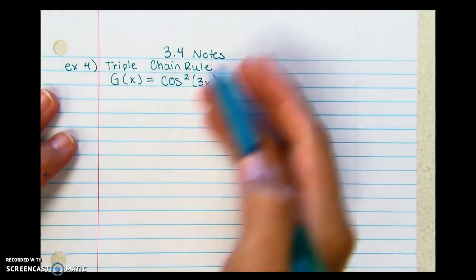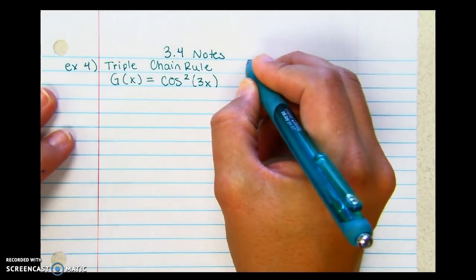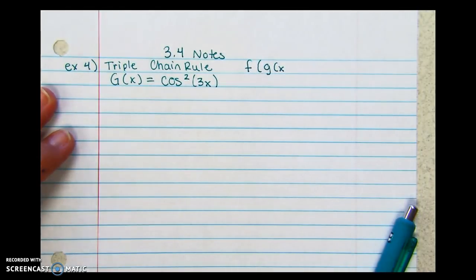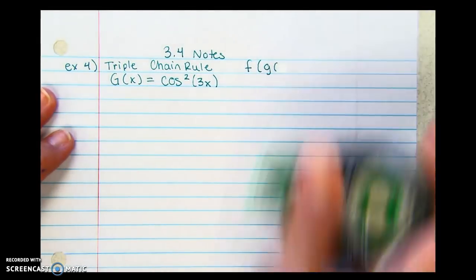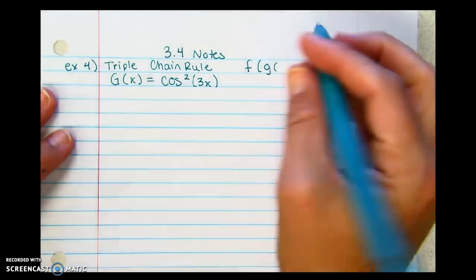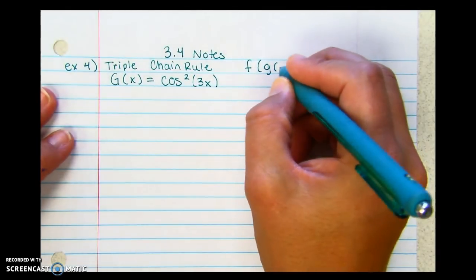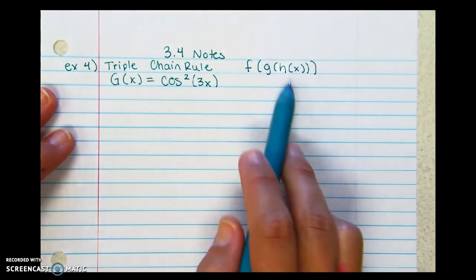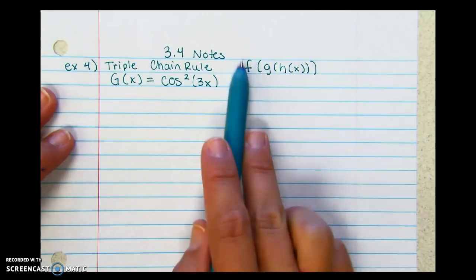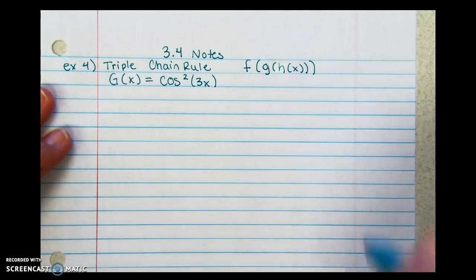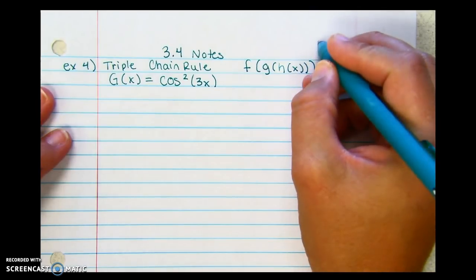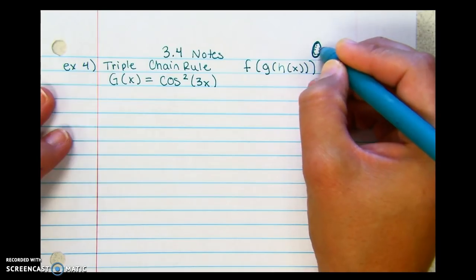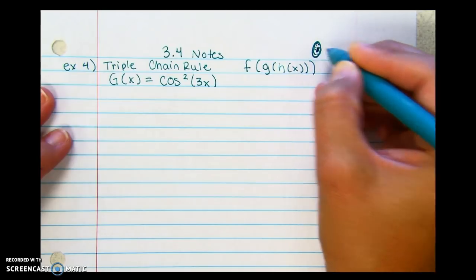So a triple chain rule happens when we have f of g of... look, I already made a mistake. Get your lined paper out because there's not enough room on the packet, so you're going to use lined paper to do these examples. F of g of h of x. So we have a function inside another function inside another function. You can think of it as a peanut M&M with the outer coating, and then you have the chocolate, and then you have the nut inside, okay?